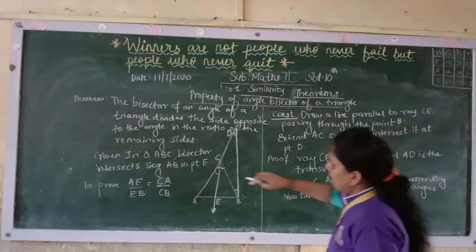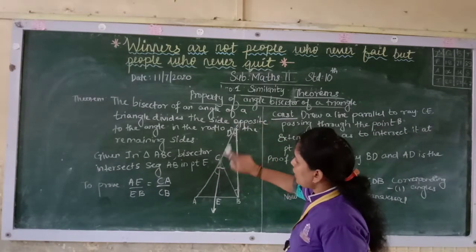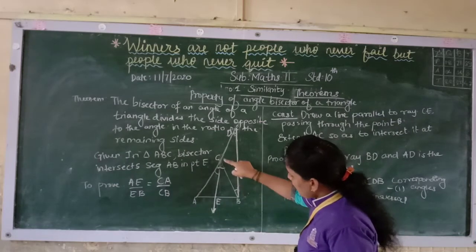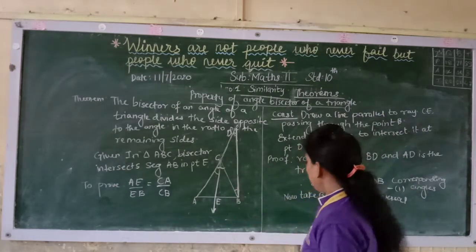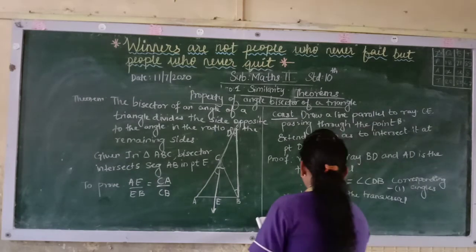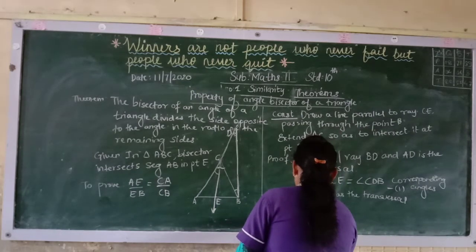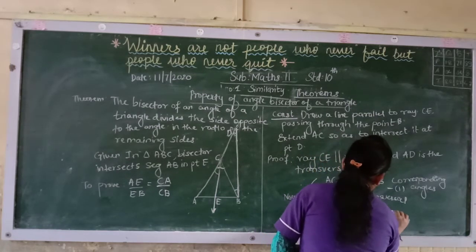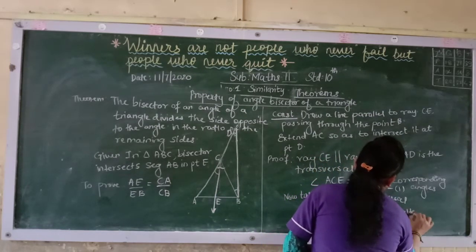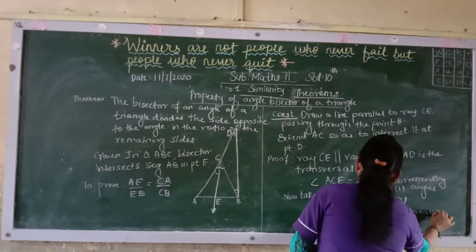So once we had taken AD as the transversal, we got corresponding angles. Now we are taking BC as the transversal, so we will get alternate angles over here. So when BC, you will get angle ECB is equal to angle CBD. So here give 2 and write down alternate angles.